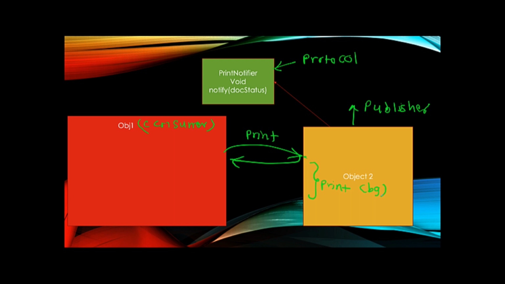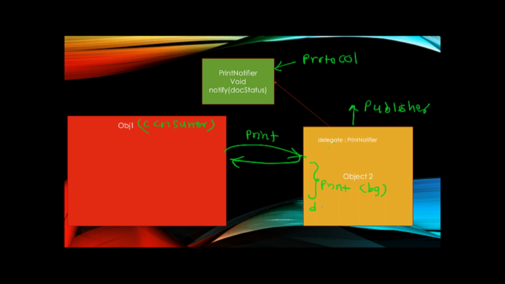And whenever the printing is done, it invokes this particular print notifier, and the way it does it is by implementing a delegate, which is a publishing mechanism for this protocol. So object 2 says to object 1, hey, you don't have to wait for me. Whenever I am done with printing, I'm going to call my delegate, which is nothing but an instance of this protocol, and will call the notify method.